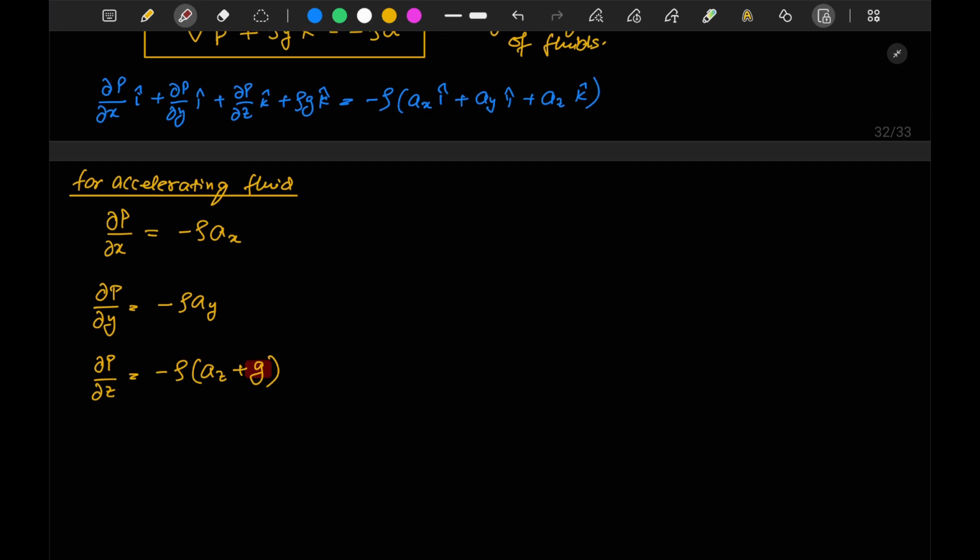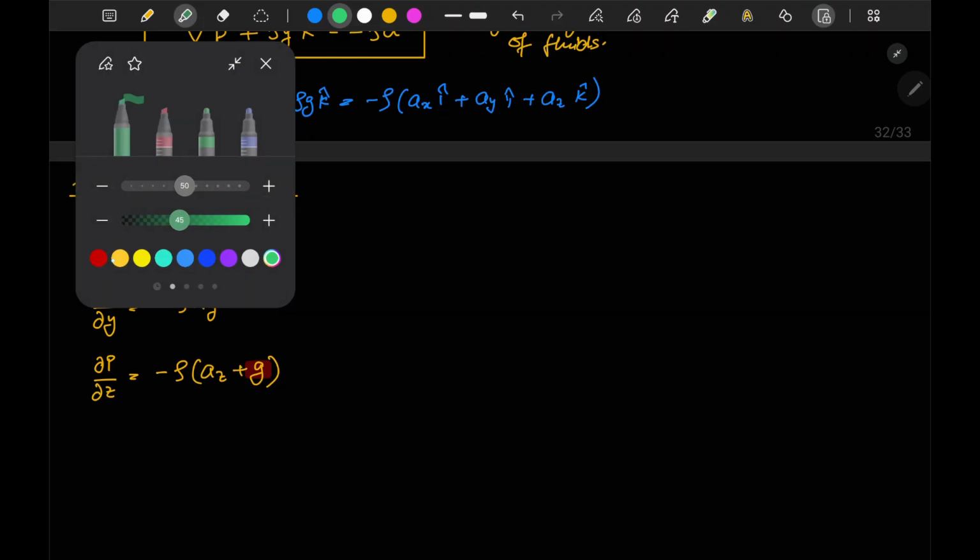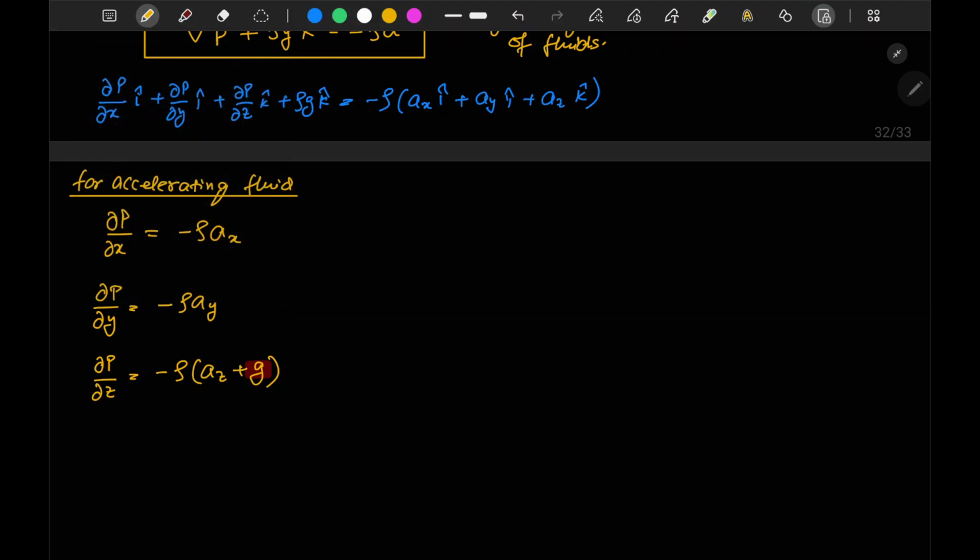Okay, so these are your ax, ay and az values corresponding to your x, y and z directions. Now I can write here a special case. Let me write here case 1. Case 1 assumes the fluid is at rest. If your fluid is at rest, what will happen? Your ax will be equal to ay will be equal to az, and all three values will be 0.